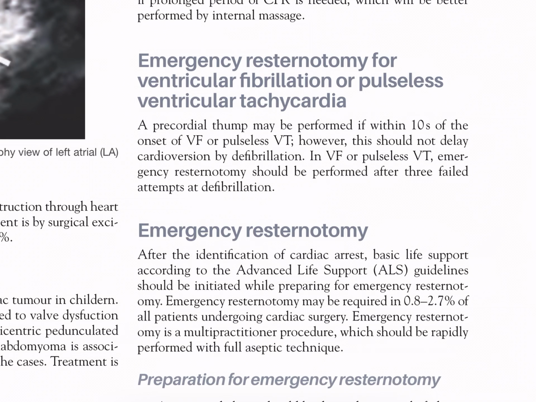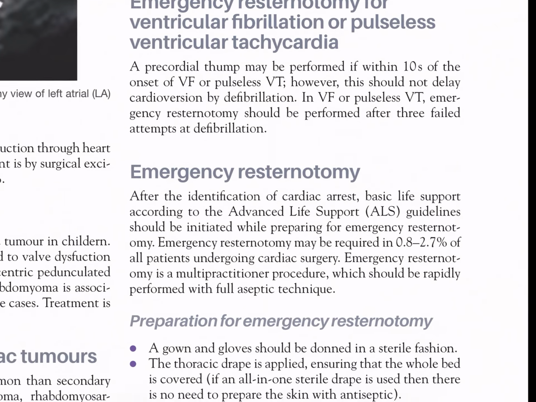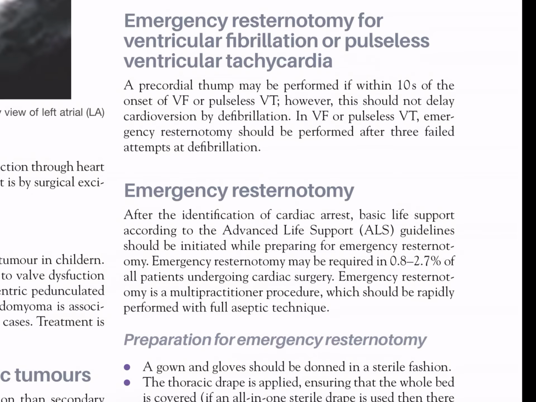Emergency resternotomy for ventricular fibrillation or pulseless ventricular tachycardia. A precordial thump may be performed if within 10 seconds of the onset of VF or pulseless VT. However, this should not delay cardioversion by defibrillation. If VF or pulseless VT, emergency resternotomy should be performed after 3 failed attempts of defibrillation. Emergency resternotomy.